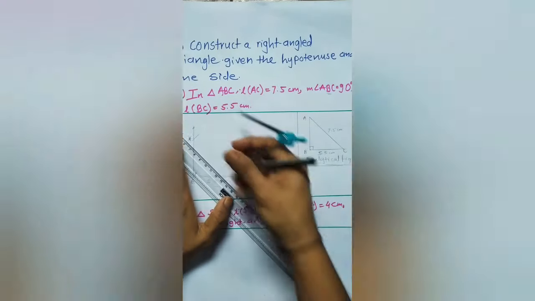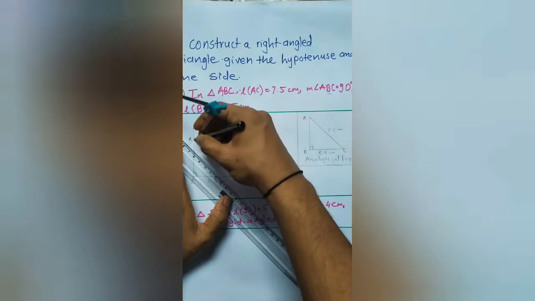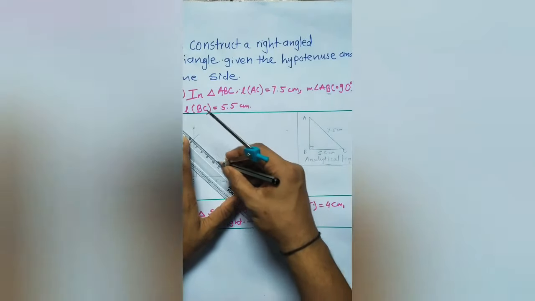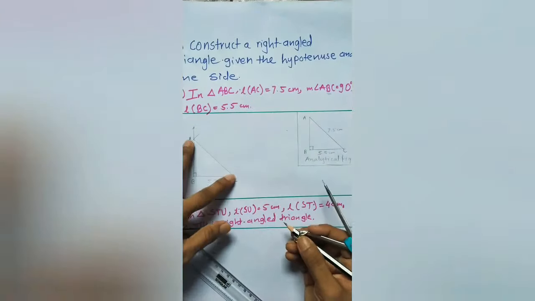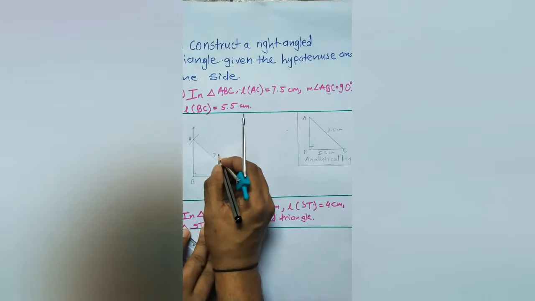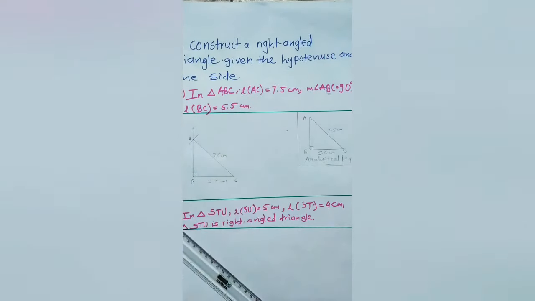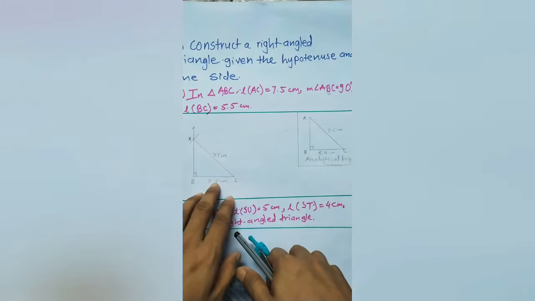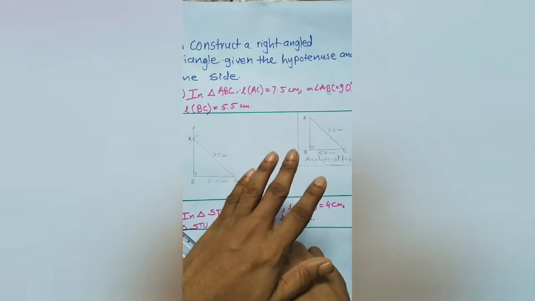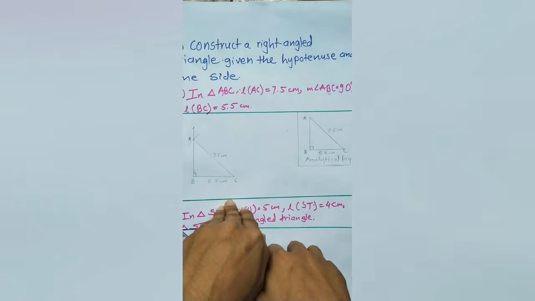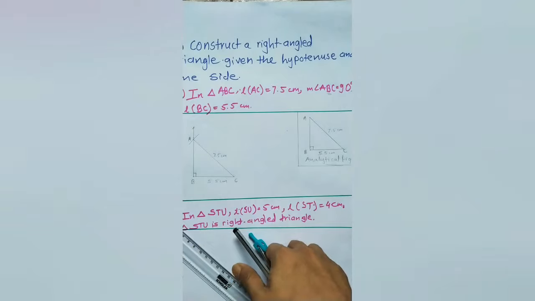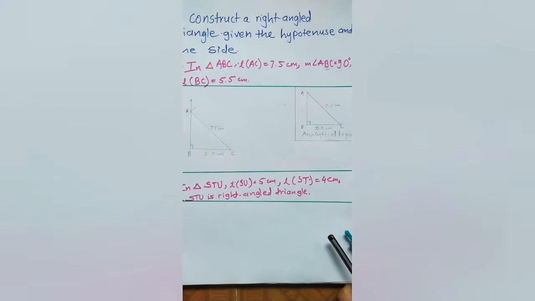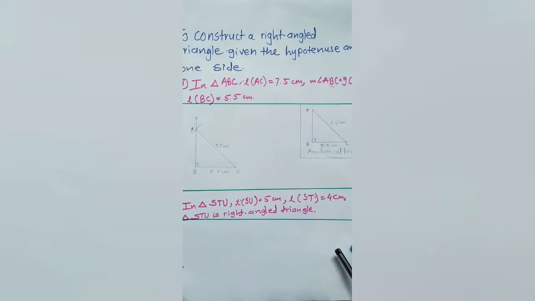Just join this point A and C. This is AC, we get segment AC, and this is 7.5 centimeter. In this way we can easily construct the triangle when the hypotenuse and one side are given in a right angle triangle. We will see another example.